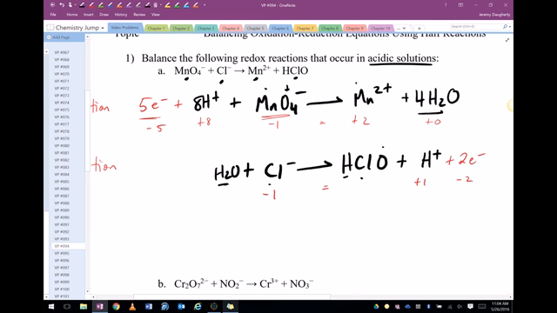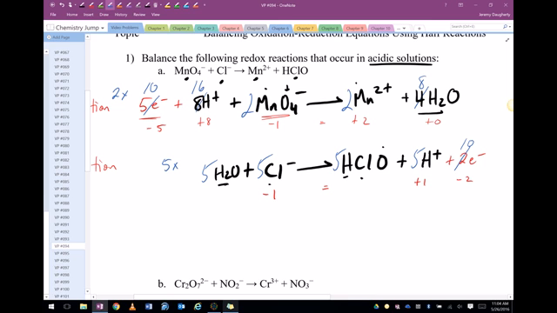Now, the electrons have to cancel out. So what I'm going to do is take the top reaction and multiply by 2. I'm going to take the bottom reaction and multiply by 5. So this becomes 10. This becomes 16. Get a 2 in front of there, 2 in front of there. This becomes 8. This is 5, 5, 5, and 5, and then 10.